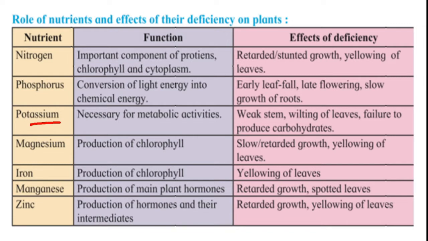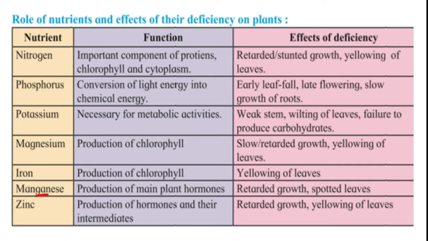Potassium. Potassium is necessary for metabolic activity. The deficiency of potassium causes weak stem, wilting of leaves, failure to produce carbohydrates. Magnesium. Magnesium helps in the production of chlorophyll. Deficiency causes slow or retarded growth, yellowing of leaves. Iron helps in the production of chlorophyll. Deficiency causes yellowing of leaves.